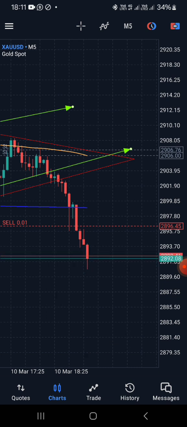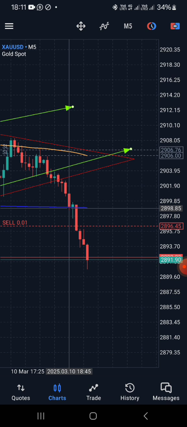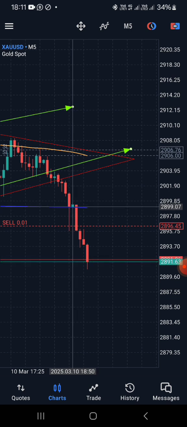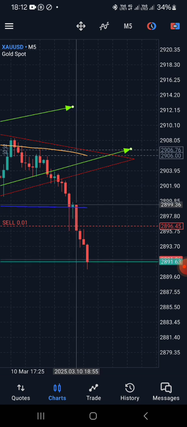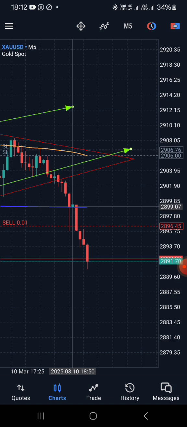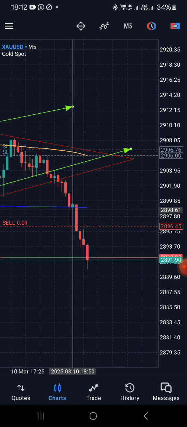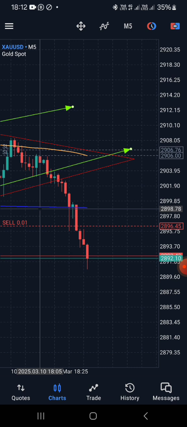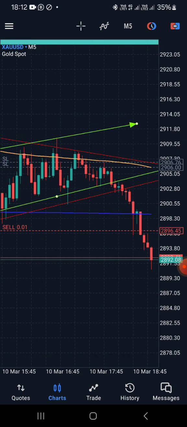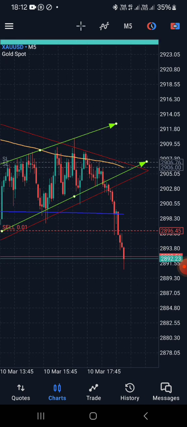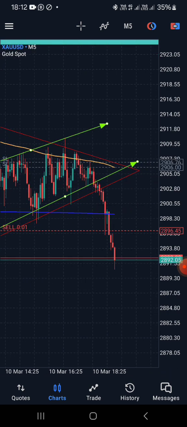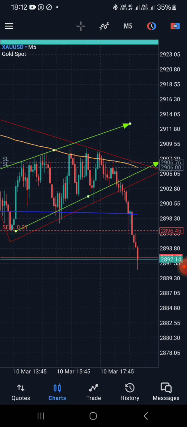I want to show you at this point. In 5 minutes, you can see the resistance. That shows me that there is a break of zone or of structure here, because this higher time frame moving average, which is 2,400, can also serve as a support and resistance here.